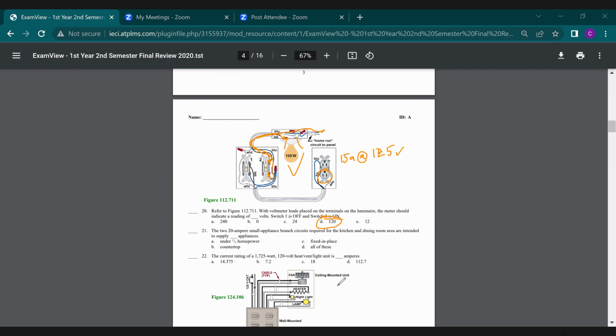All right, 21. Two 20 amp small appliance branch circuits required for the kitchen and dining room area are intended to supply blank appliances. Under 1/3 horsepower, countertop, fixed in place, or all of these. Well, these small appliance branch circuits are countertop receptacles. That's the main thing that they're there for. Let's take a look at our code book.